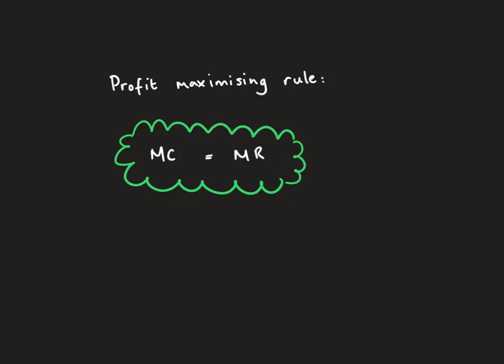Today we're going to focus on a very important rule, which is MC equals MR, more famously known as the profit maximizing rule. This rule states that a firm in perfect competition will always set its price where MC is equal to MR.